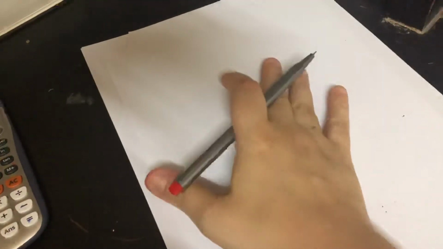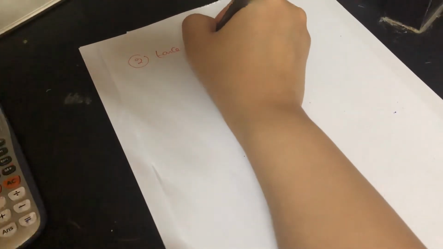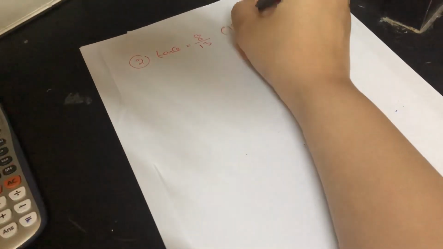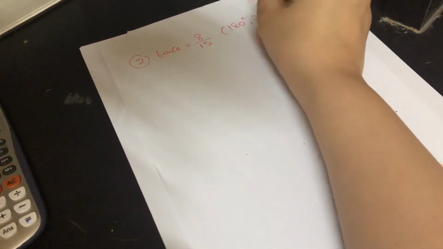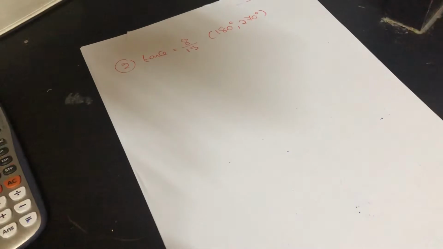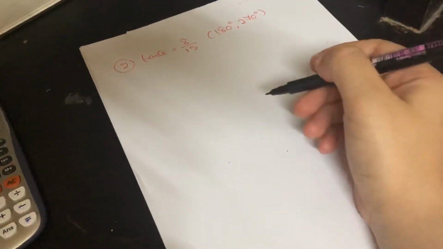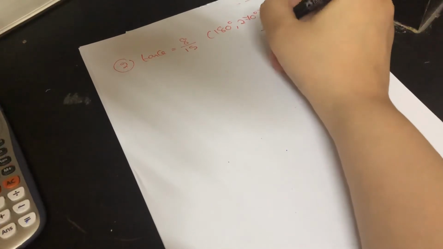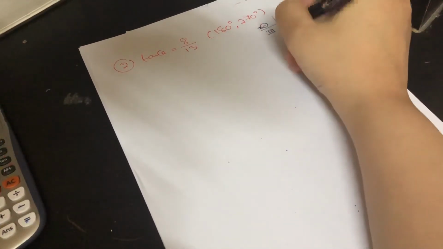Regarding question number 2, they gave me tan theta is equal to 8 over 15, and theta between 180 and 270. This is the interval. Okay, this is quadrant what? Quadrant 3, where x is negative and y is negative.